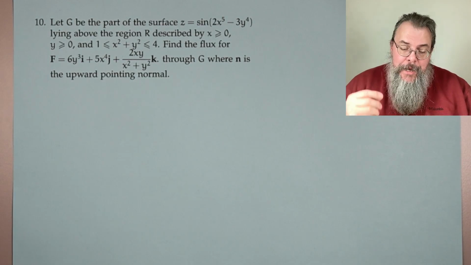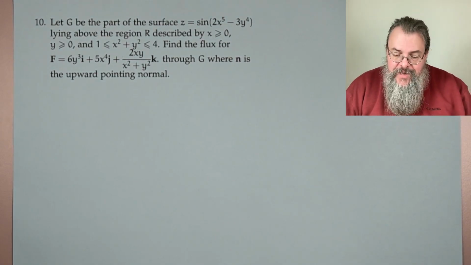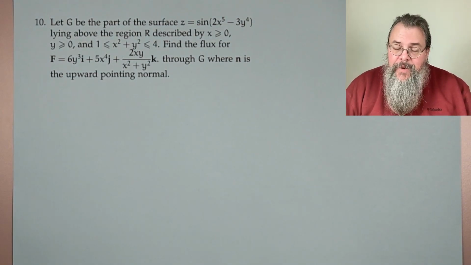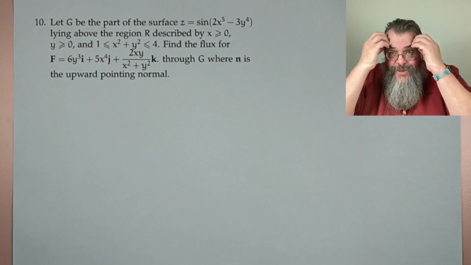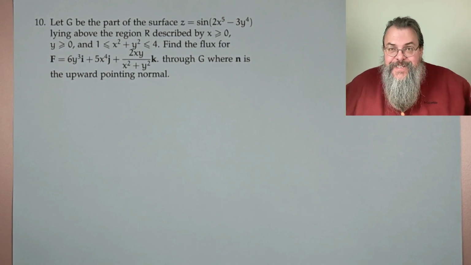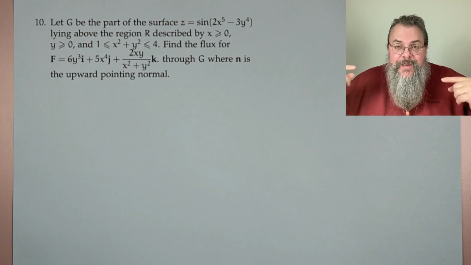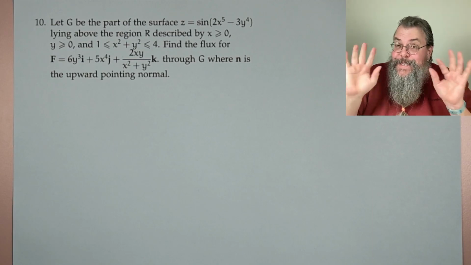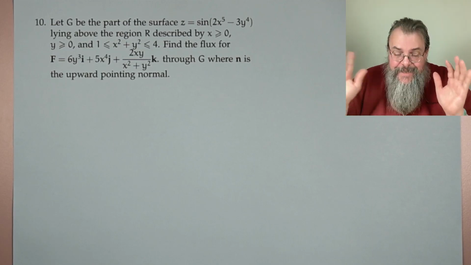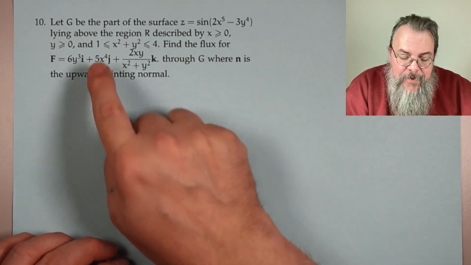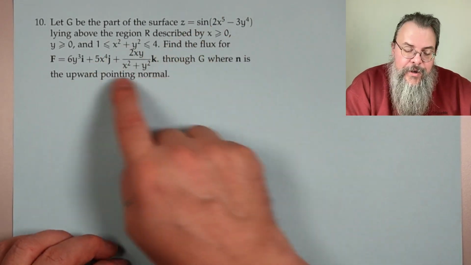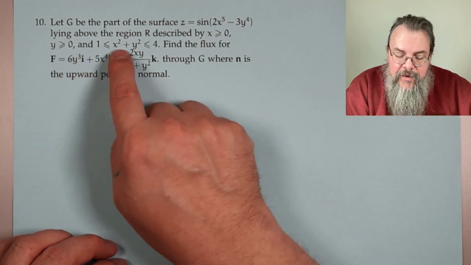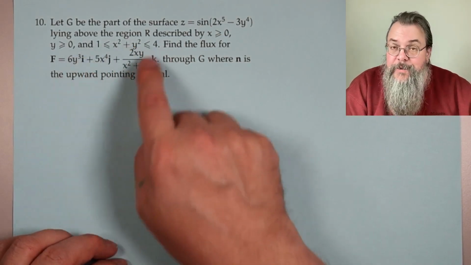Let G be the part of the surface z equals sine of (2x to the 5th minus 3y to the 4th). What? That's crazy! Yes. Now, normally when you see something crazy, that's like a sign that something nice is going to happen. Okay, lying above the region R, described by x greater than or equal to 0, y greater than or equal to 0, x squared plus y squared is in between 1 and 4.